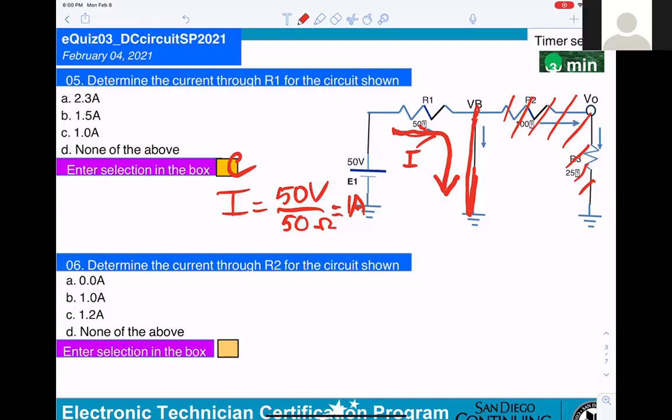Question 6, number A. Fine, number 6. They want the current through R2. Now you know it's 0, right? The thing is the current goes to the short. So the answer will be A.